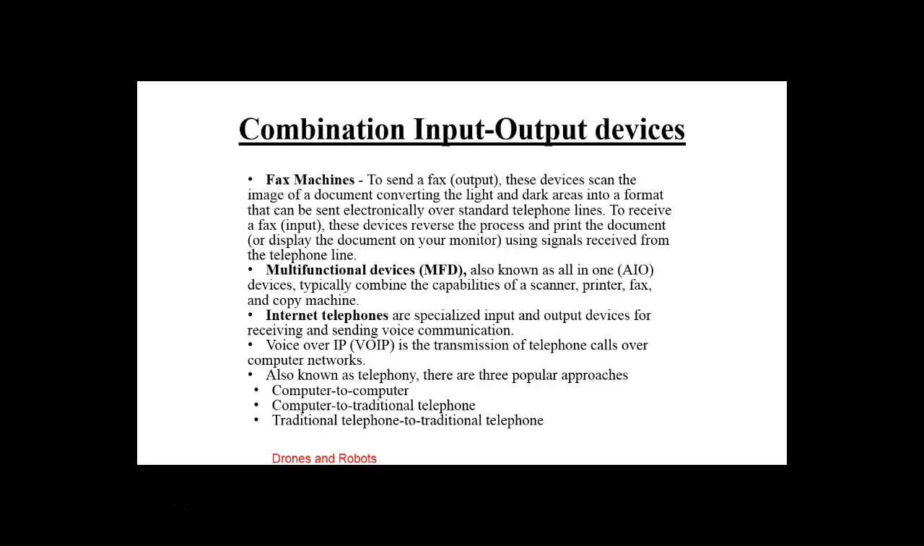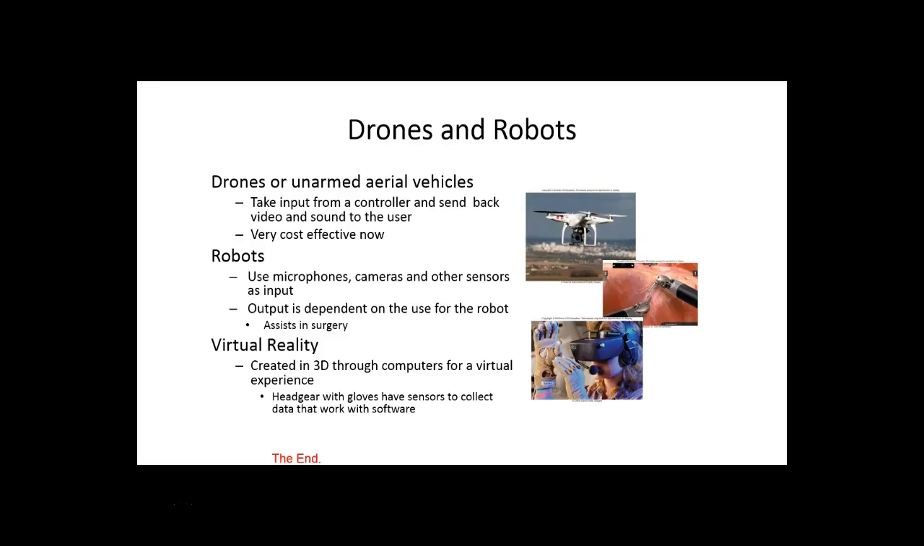Let's talk about drones and robots. Drones are unmanned aerial vehicles. They take input from controllers and send back video and sound to the user. They're very cost effective currently, and it depends on what the use is. Of course, they run anywhere from $20 all the way up into the thousands.